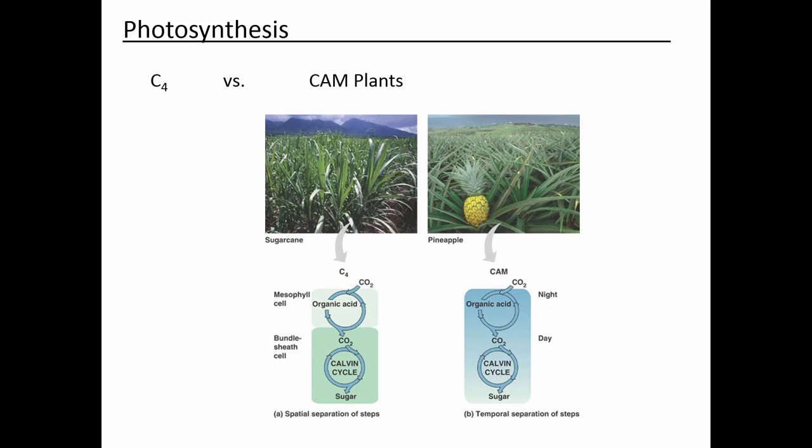Okay, do you guys have any questions about C3, C4, or CAM plants, or the reasons why the C4 and CAM plants will have an advantage in hot, dry conditions, whereas the C3 plants will have an advantage in cool, wet conditions? So the CAM plants usually grow better than the C4 plants. No.